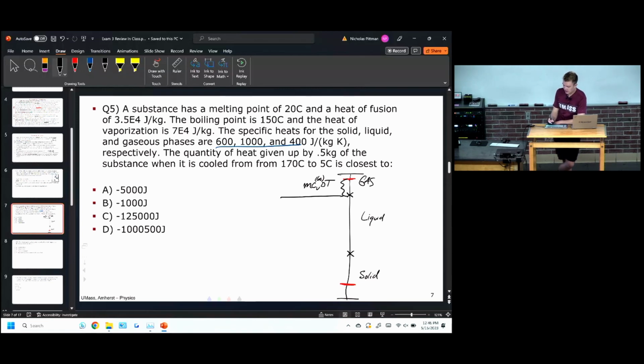Then it condenses. So you have to use latent heat to get the energy required to convert from a gas to a liquid. Then it cools down in the liquid phase, now that it's a liquid.